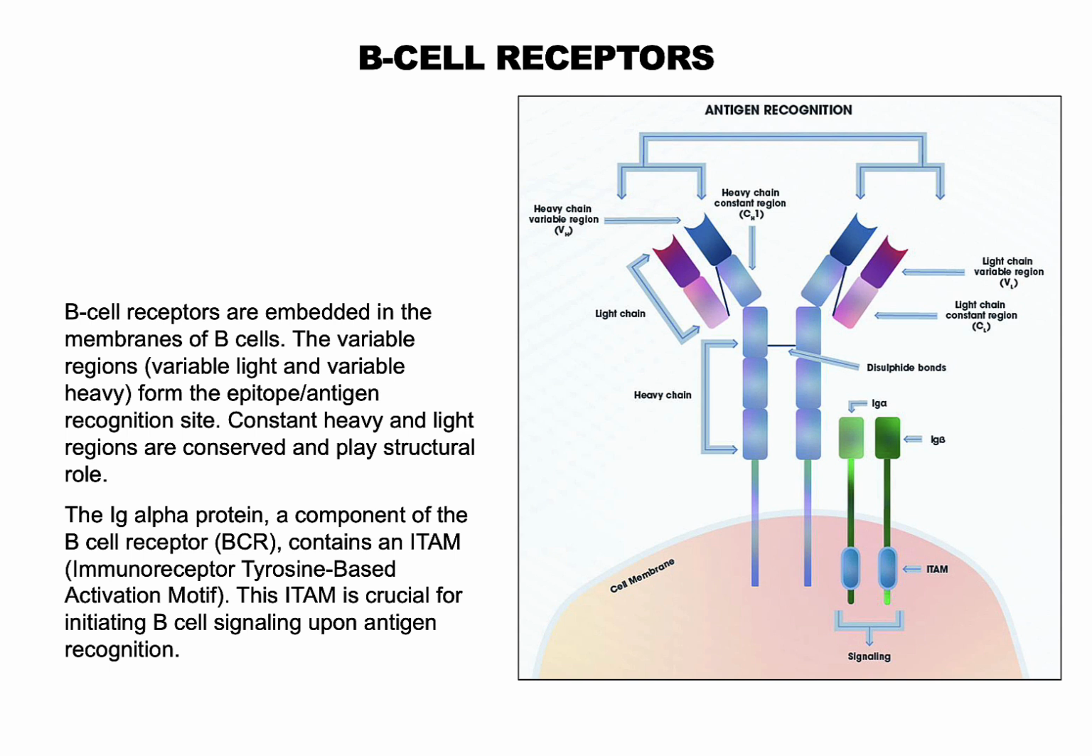cell activation. The Ig alpha protein, a component of the B cell receptor, contains an ITAM, which is an immunoreceptor tyrosine-based activation motif. This motif is crucial for initiating B cell signaling upon antigen recognition. The Ig alpha ITAM, along with the ITAM of the Ig beta protein, which is also part of the BCR, is phosphorylated by Src family kinases, which then activates downstream signaling pathways.